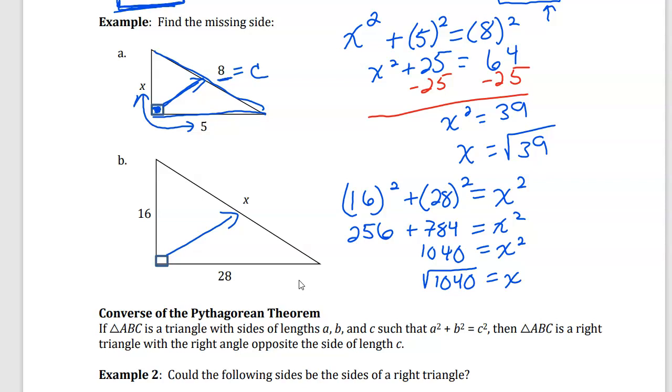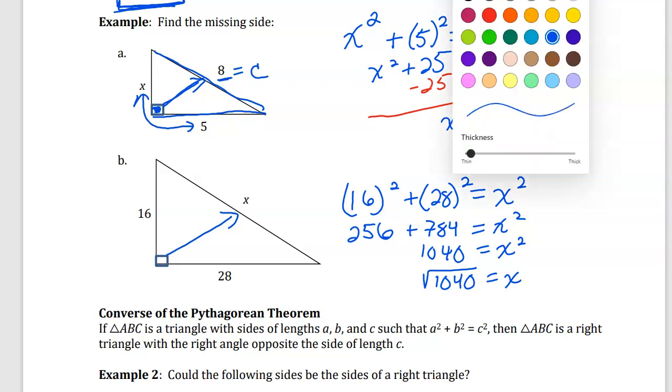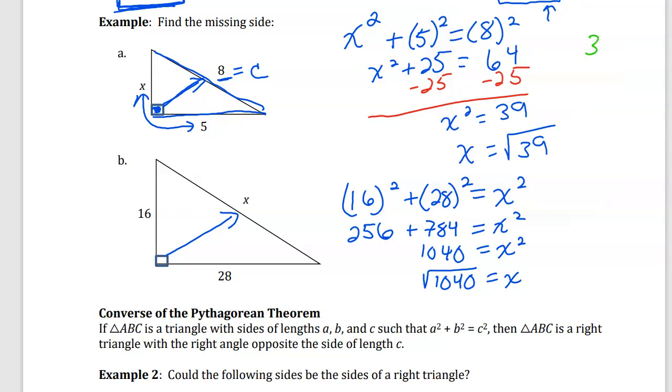Now, this can be broken down. Remember I said that 39 could not be broken down. Here's what I mean by 39 cannot be broken down. 39 is the same thing as 3 times 13. 3 and 13 are both prime numbers. Neither one of those can be broken down any further. I don't have a pair of either one. In order for something to come out of the square root symbol, I have to have a pair. Think about the square root of 25.